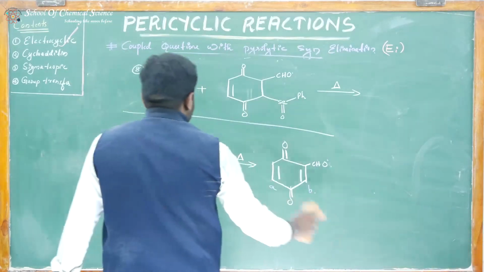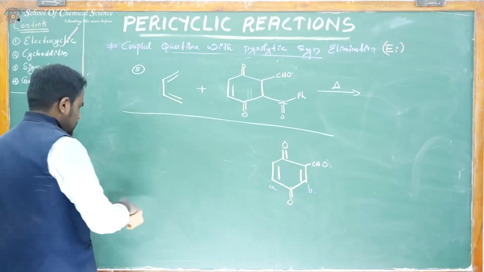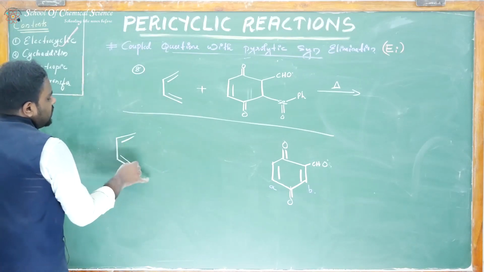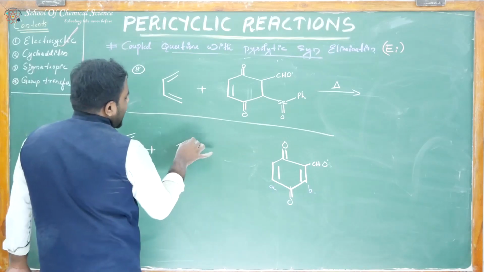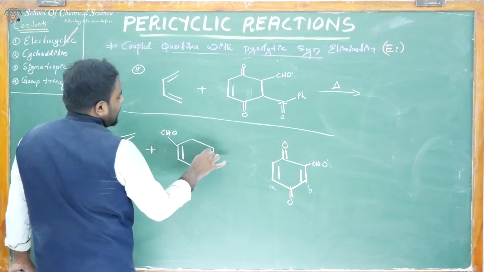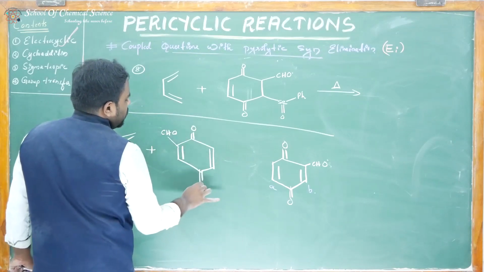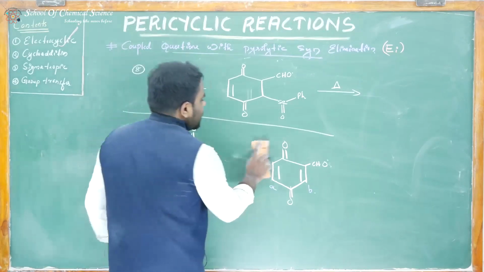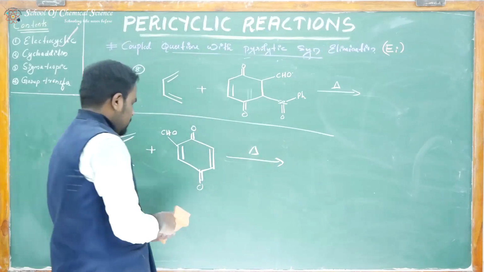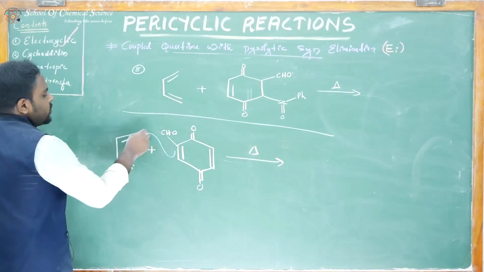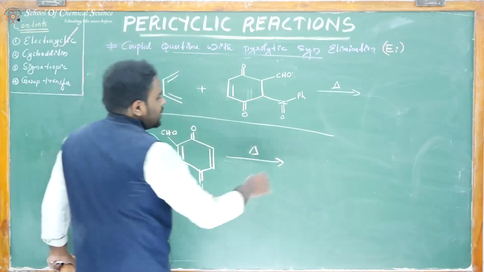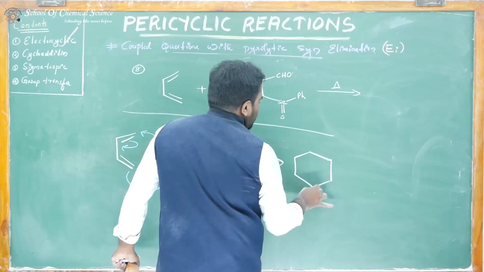Then the 4+2 cycloaddition reaction, or simply the Diels-Alder reaction, with the diene. So in the next step, this diene will react with that more reactive dienophile, the one containing the CHO group. Simply a Diels-Alder reaction, 4+2 cycloaddition reaction under thermal condition. This will move towards there. Here a new sigma bond is formed. So what is the product? A new 6-membered ring is your product.